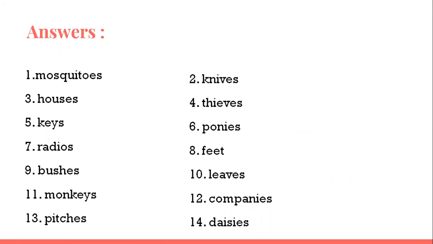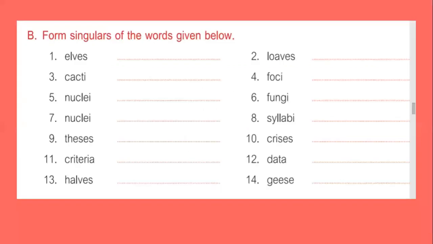Okay, I'm moving further. If you're still here, you need to pause. Second part, you are going to form the singular now from all these plurals given to you. Elves, loaves. I'm not going to solve it. I'm just reading it out for you all. I want you all to use your notes or go through the video again and make your notes down in a rough book. Also, if you make your notes, it's fine.